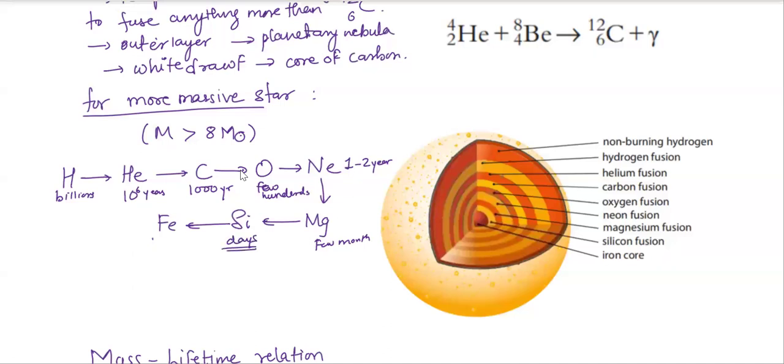So the process happens rather quickly, because as you fuse more and more heavier nuclei, the availability of lighter nuclei to fuse starts getting less, so it runs out quickly. And when iron is formed, the fusion stops.